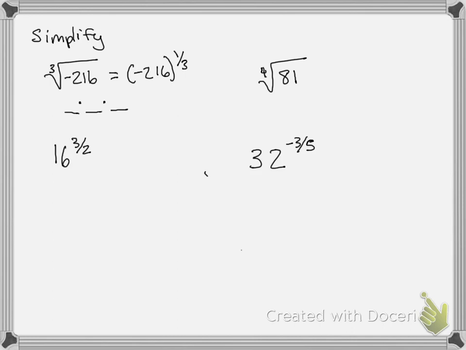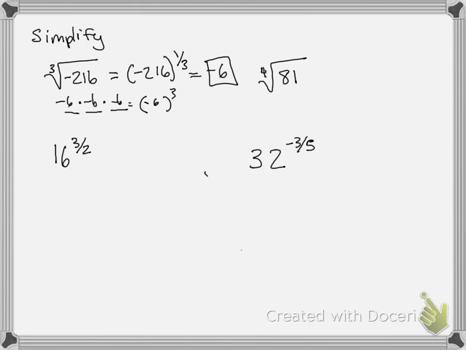So I want something that's raised to the 3rd power. That's negative. That's what I'm looking for. In this case, it's going to be negative 6. Negative 6 times negative 6 times negative 6 would equal negative 216. So the answer is negative 6.